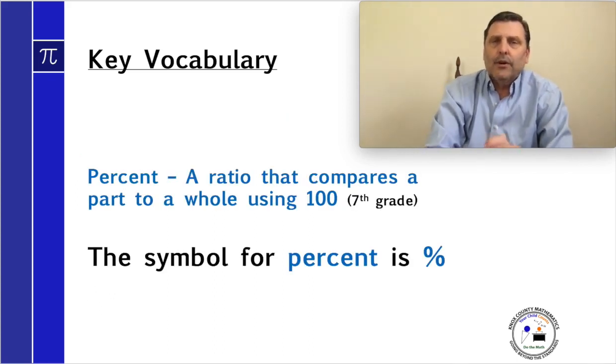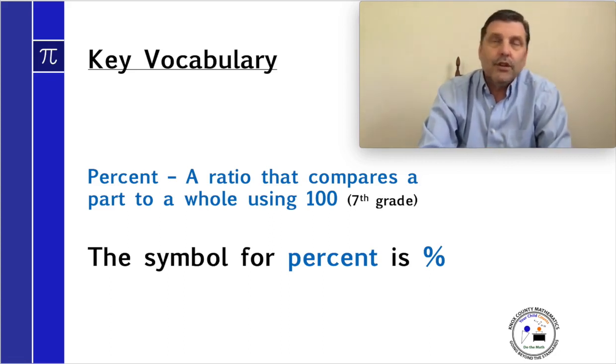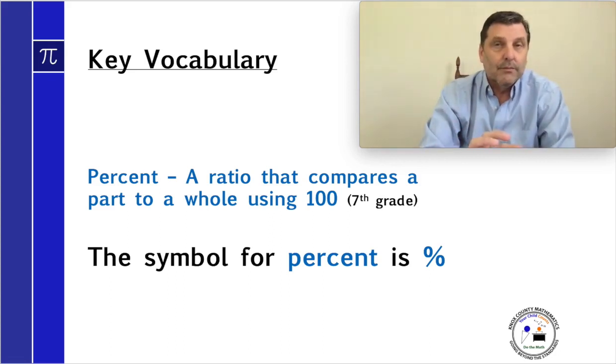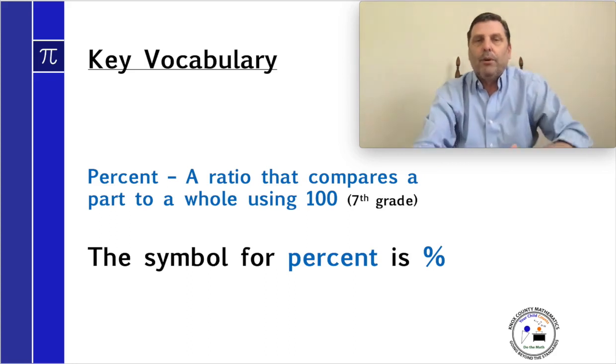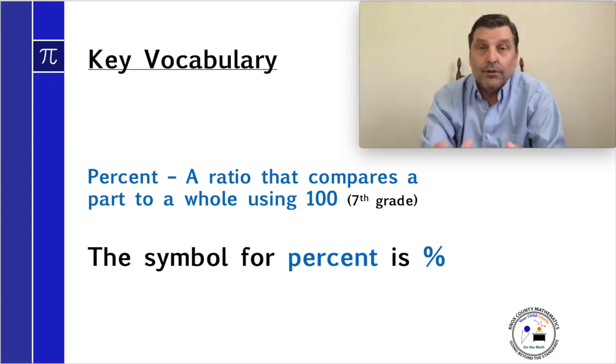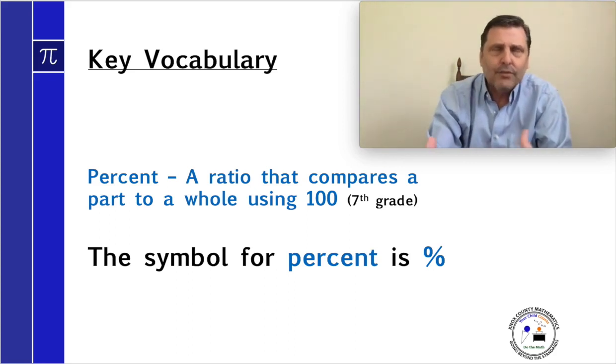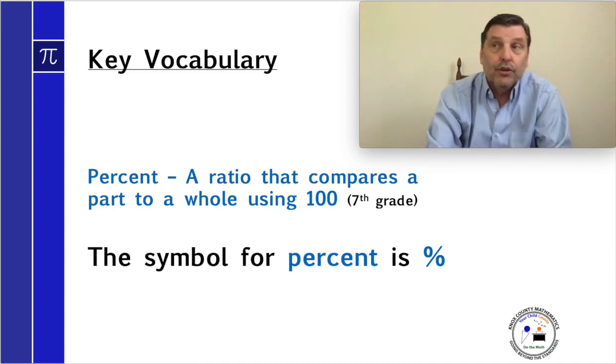Third piece of key vocabulary we'll work on is percent, the word percent. I mentioned earlier, we hit on some of this in that spiral review last week, but today we're really going to hit some applications of it. Percent is a ratio that compares a part to a whole using 100. It was really hit heavy in your 7th grade. Think of it this way. I like to think it says it's a ratio that compares a part to a whole using 100.